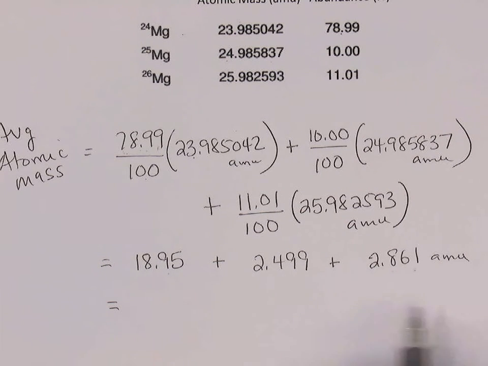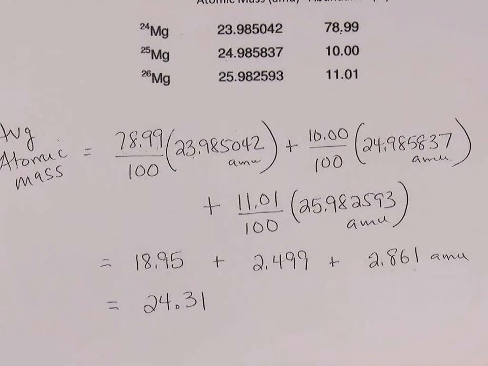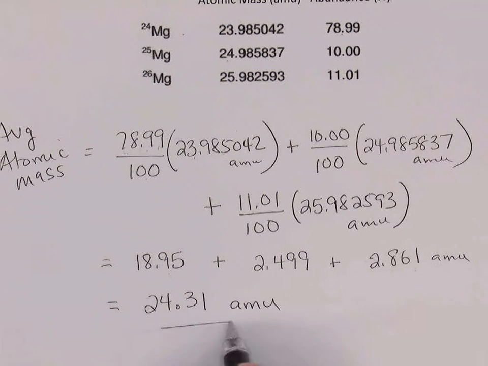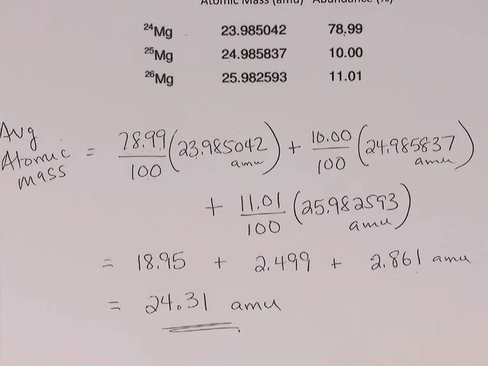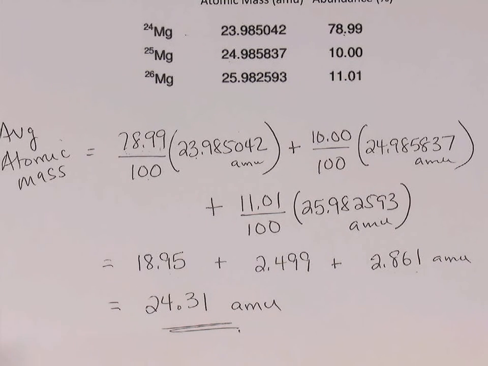We grab a calculator and add them up, and the calculator says 24.31, which is 2 decimal places, so we're good. 24.31 AMUs is the average atomic mass for magnesium. You can check that because average atomic masses are found on the periodic table. So if you looked up magnesium there, you should see 24.31 as its average mass.